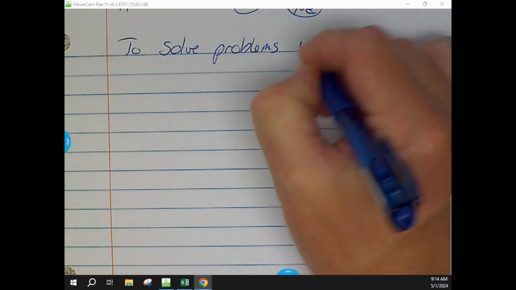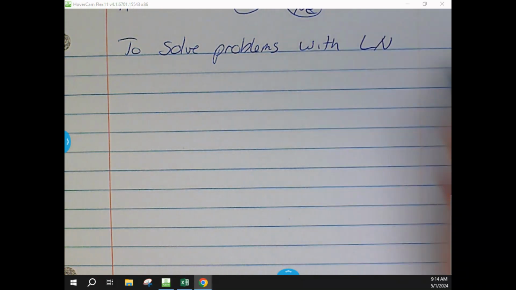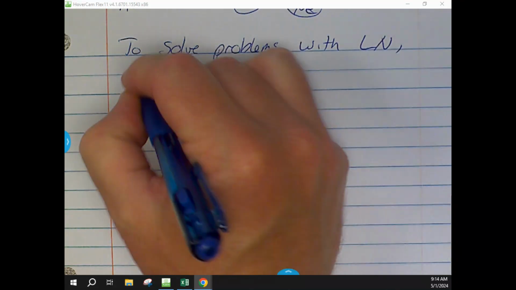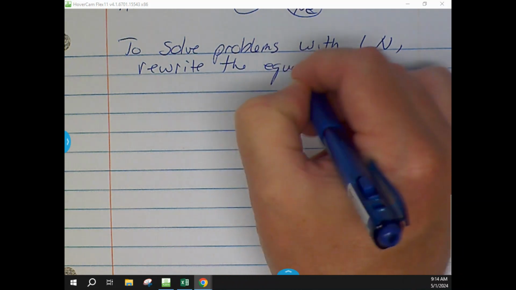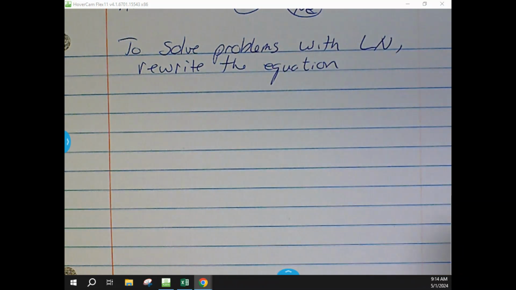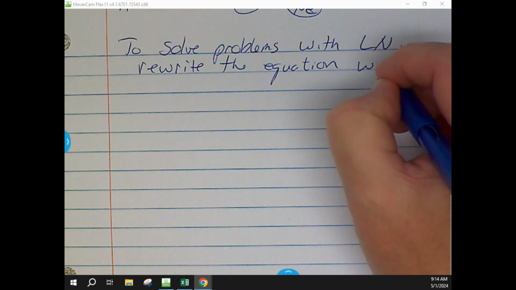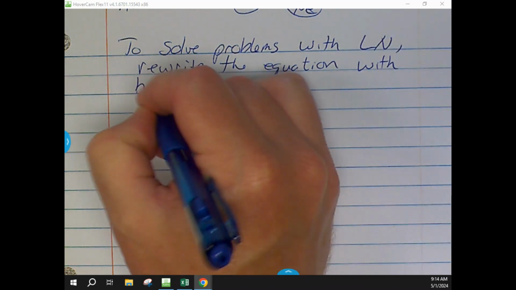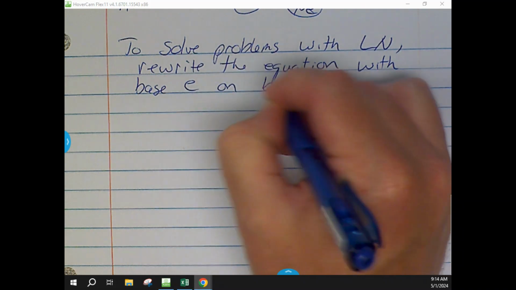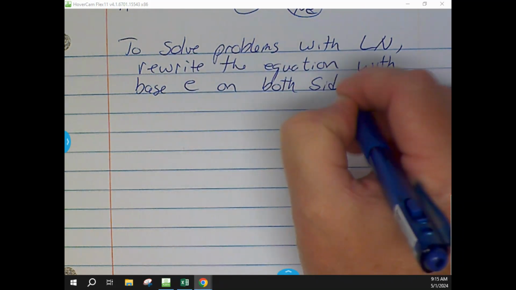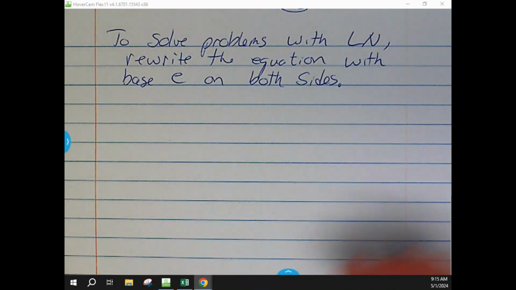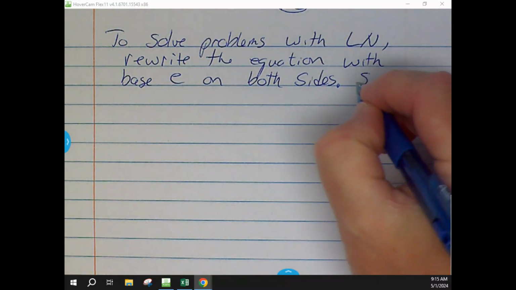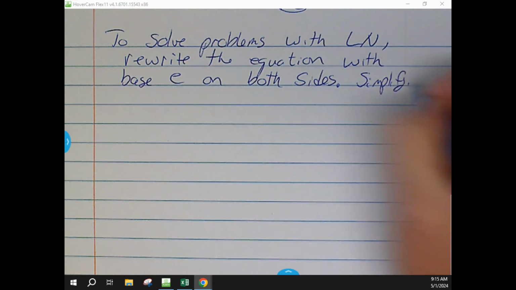Okay, so basically do this one. To solve problems with ln, you're going to rewrite the equation with base e on both sides. And that way, again, we've got the e and the ln touching each other, so they're kind of connected in that case. And once you've got that part of it, then you just simplify or solve from there, and you're good to go.